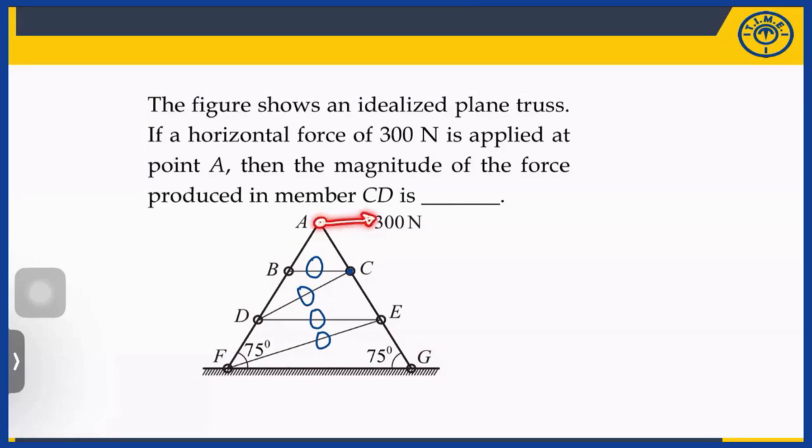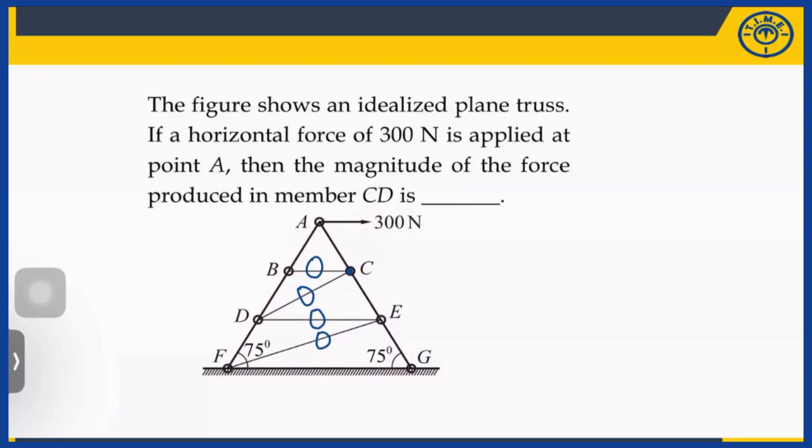Just take this cross section, take this joint, and calculate the force in this member, because 75 and 75 are given. You can calculate this angle. Once you know this angle, calculate the force in this member. Then you have to move to this one, then this one. In a similar manner, if you proceed, you will get the force in this member.